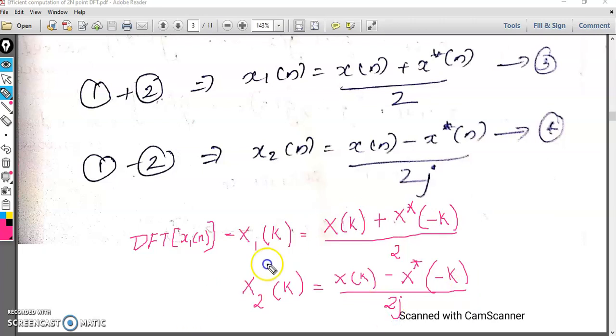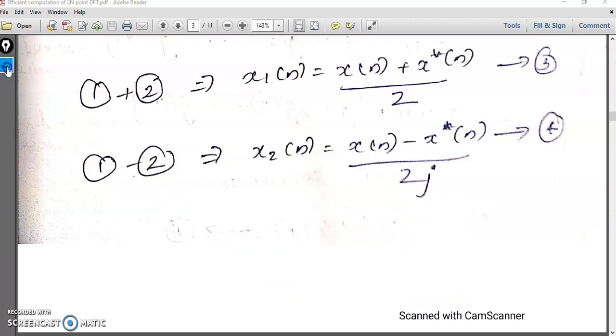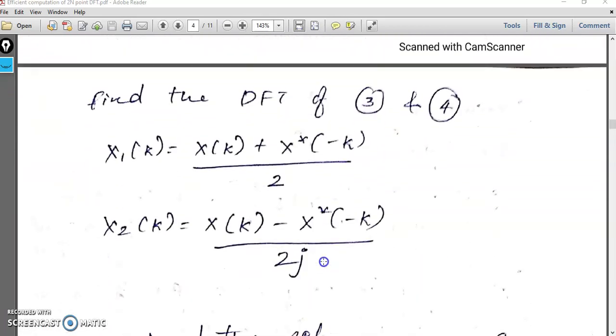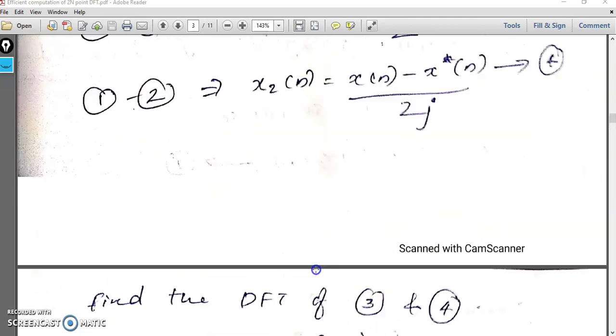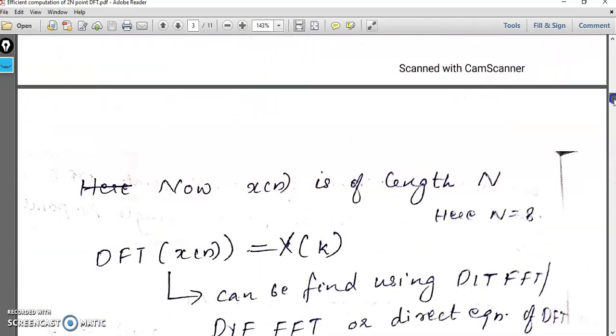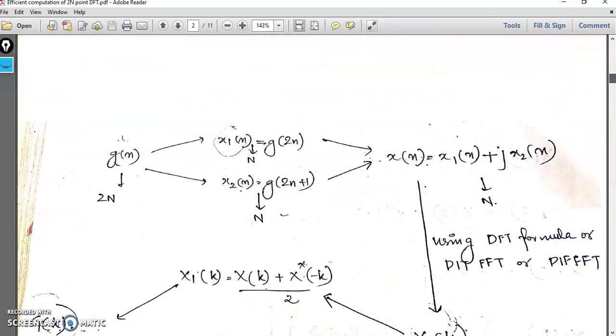Okay, so the relation of x1 of k and x2 of k with x of k is derived here. So using x of k, you can compute x1 of k and x2 of k. That equation is shown here. So till now we have done this much process.